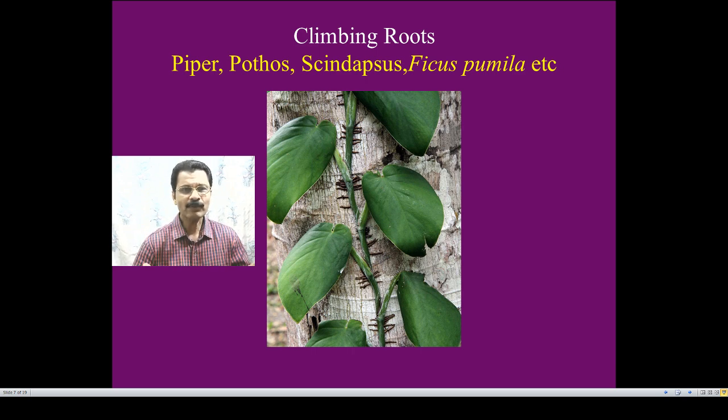The roots modified for climbing support in some weak-stemmed plants like piper, pothos scandens, scindapsus, otherwise called money plant, ficus pumila, etc. From the nodes there arise adventitious roots, and these adventitious roots stick on the supporting object, a tree or a wall. Sticky substances are secreted, and because of the presence of these adventitious roots and sticky substance, it climbs on the supporting object. Such roots are called climbing roots.